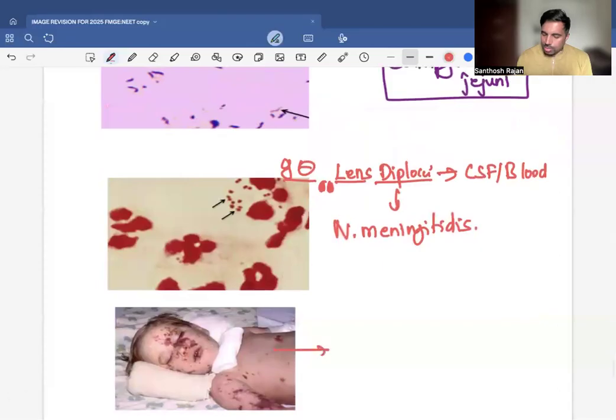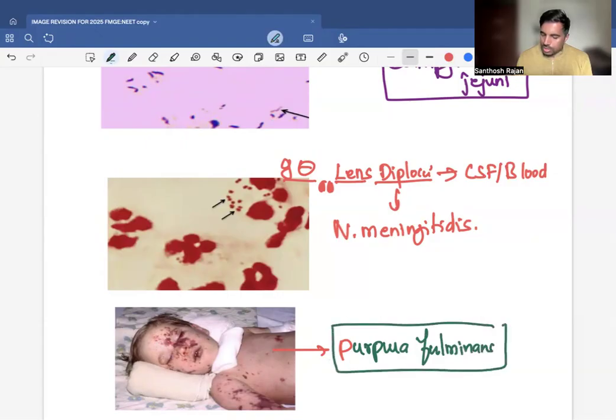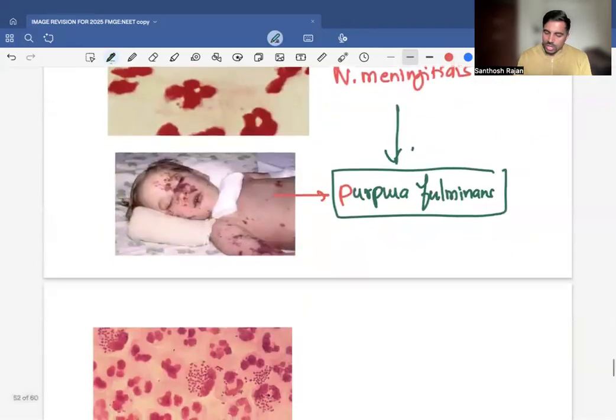So this is the purpura fulminans, the characteristic of meningococcemia. You have meningococcemia, you see this purpura fulminans because of the septicemia. Okay, this is also for Neisseria meningitidis only. Same one.